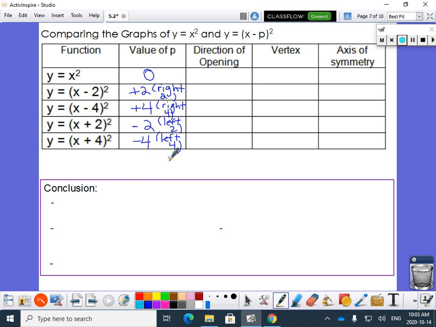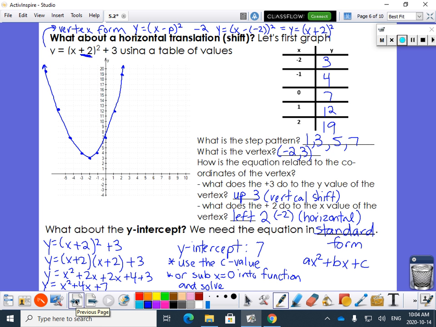Direction of opening. Okay, so remember, this is still our A here. So can you tell me for every single one of them, what direction are they going to open? Up, good, because it's positive. A is positive. Vertex. Vertex of y equals x squared is always 0, 0.